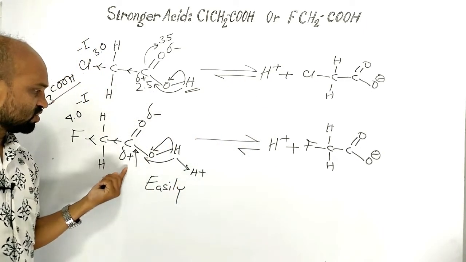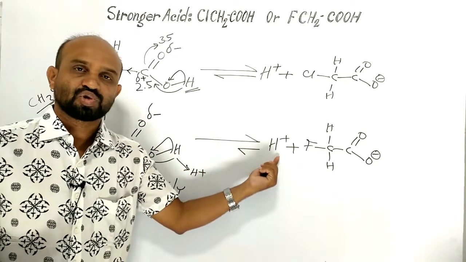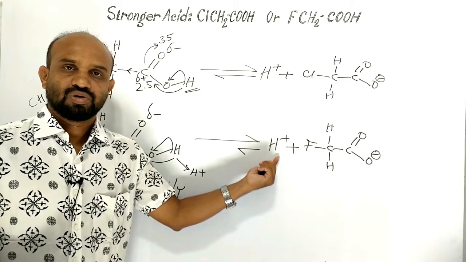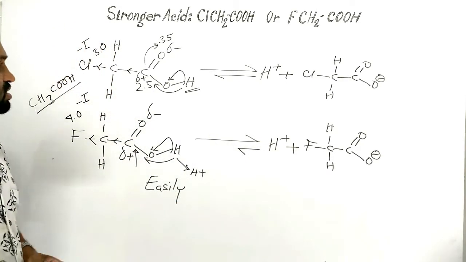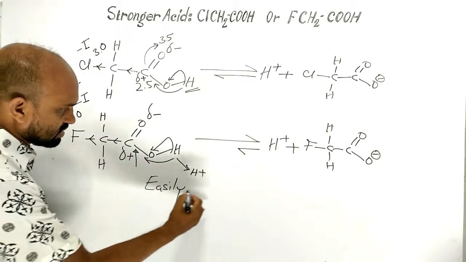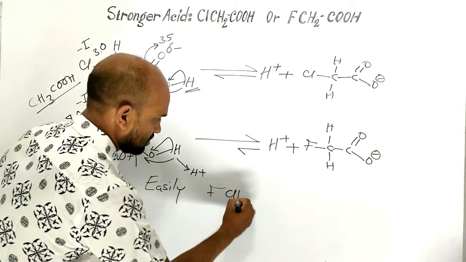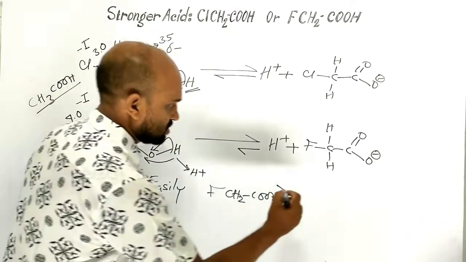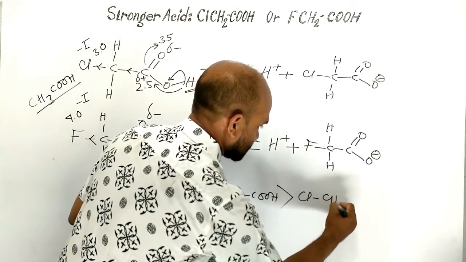But from fluoroacetic acid the proton is produced comparatively easily. So it can be said that fluoroacetic acid is a stronger acid than chloroacetic acid.